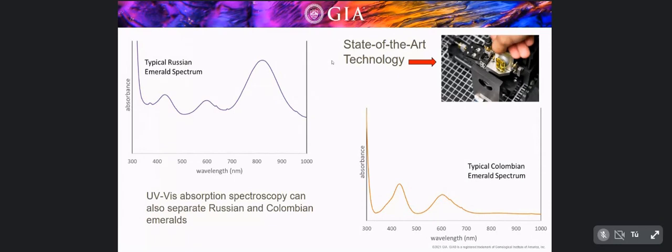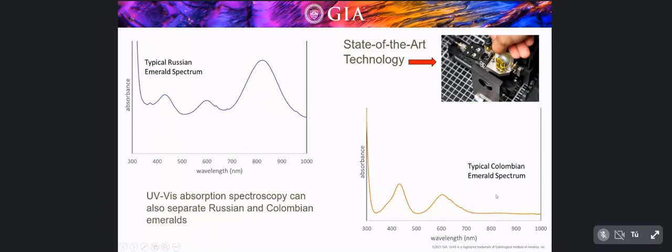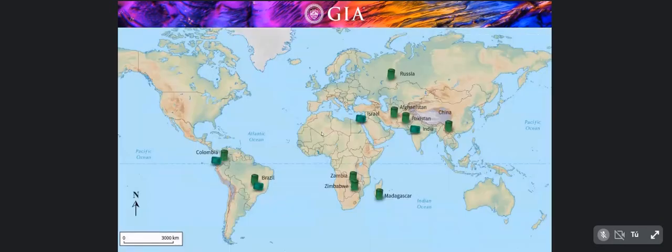What you would have seen is that the typical Russian emerald would have had this very pronounced absorption band at about 800 nanometers. And that absorption band would have been almost completely absent, maybe you would have seen a very small absorption band, in a typical Colombian emerald. This absorption band is related to iron in the beryl structure. So an emerald with a lot of iron will have a very pronounced band at 800 nanometers, and a stone with very low iron would have had no absorption band at 800 nanometers. And so all of a sudden we have this new tool for distinguishing origin between Russia and Colombia.